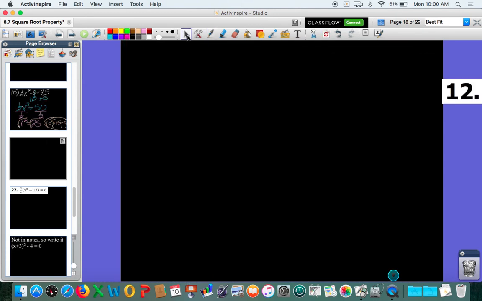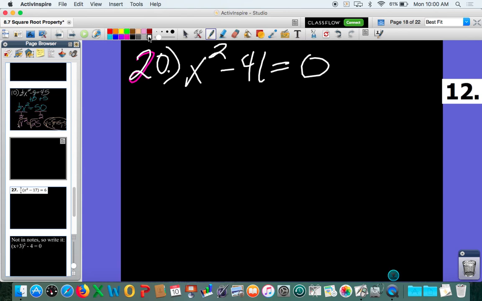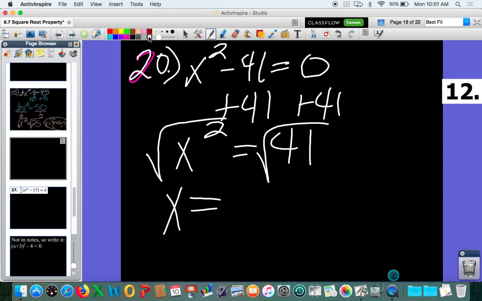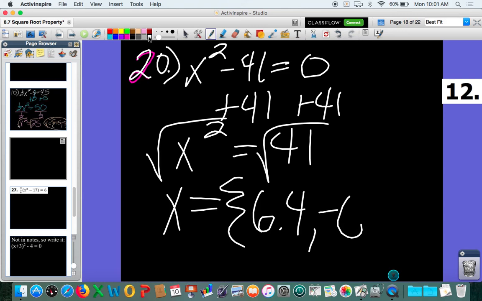Last but not least, I'm going to write in 20. Here's 20. X squared minus 41 equals 0. Now you're going to notice this time, this is not a perfect square. I know. We're not always going to have perfect squares. So this time you're actually going to have a decimal. Your answer is actually going to be 6.4 and negative 6.4. And that is okay. And we rounded that.